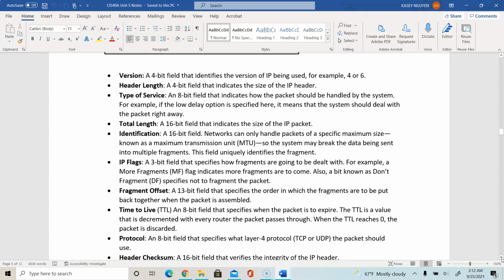Time to live is TTL, and this is 8 bits or 1 byte. This specifies the time that the packet would expire, so we prevent looping. It would then be discarded when TTL reaches 0. So in a Windows system, if it's 128, it would count down until it reaches 0. If it's not able to reach the destination, then it would just be discarded.